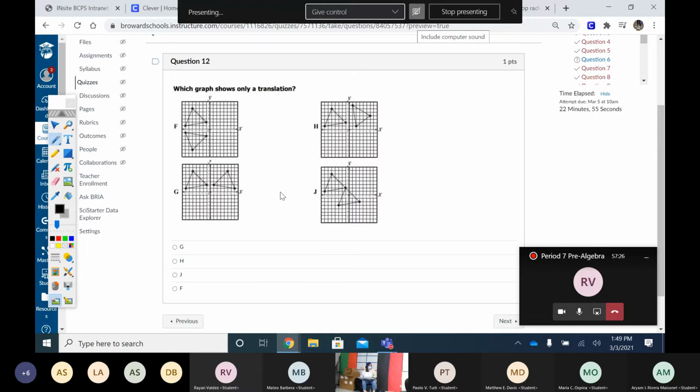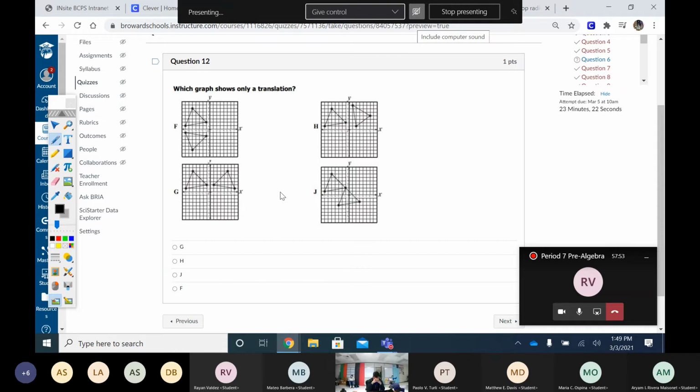Allison, which one is a translation? Which one just slid? Or even Emma, one of you two, please save us. Which one is a slide? It's G. Am I wrong? J. Yes. A slide looks exactly the same. Was I right?